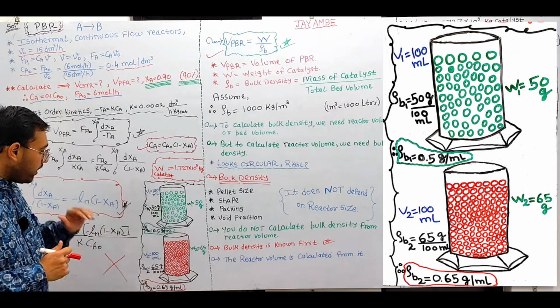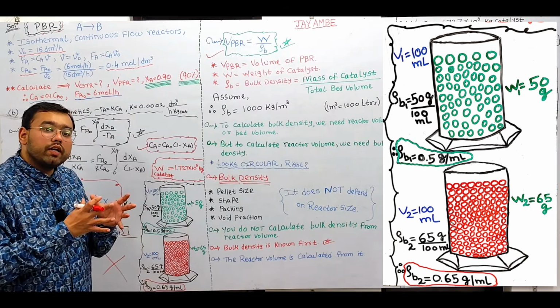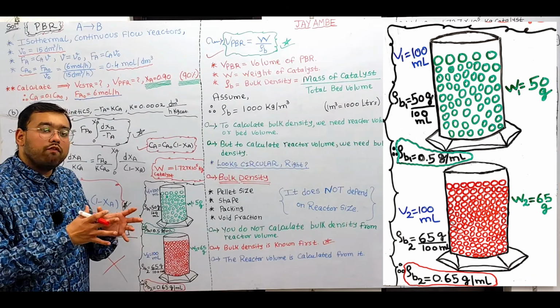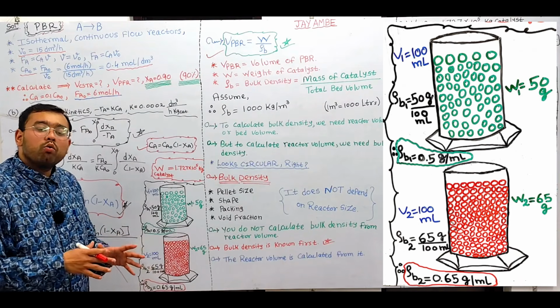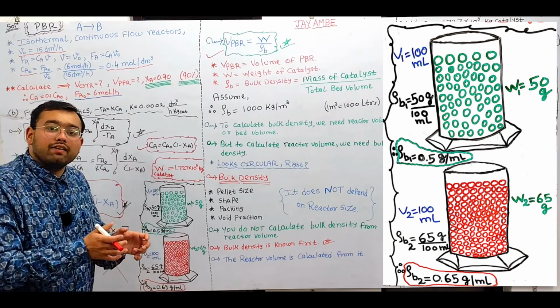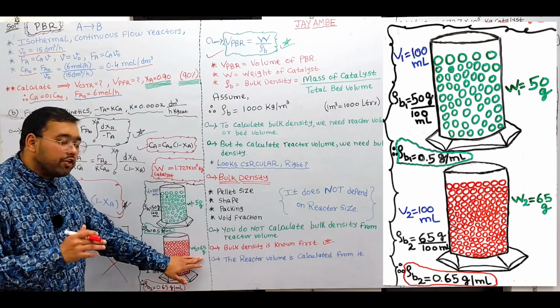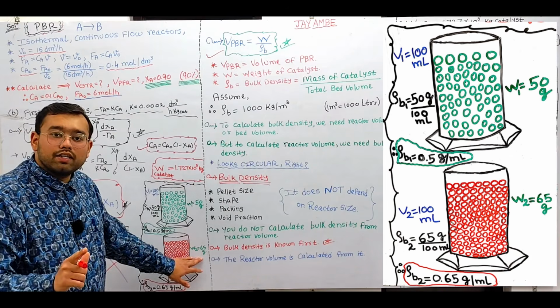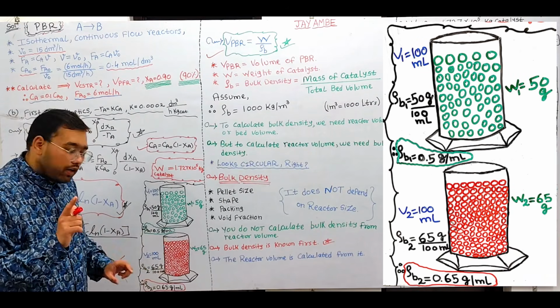Now in the second case we are tightly packing the solid catalyst into the given volume of the measuring cylinder, which means that due to the tight packing of the solid spherical catalyst, we were able to pack 65 grams weight of the solid catalyst into the same 100 ml volume of measuring cylinder.